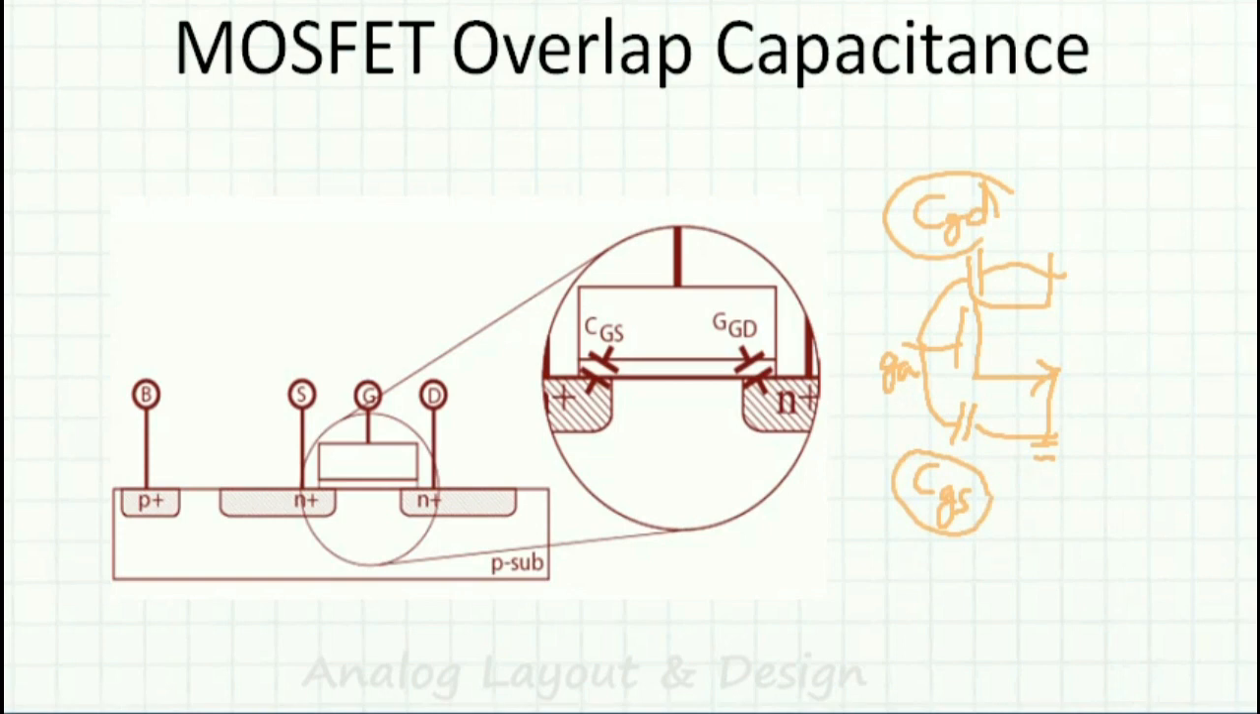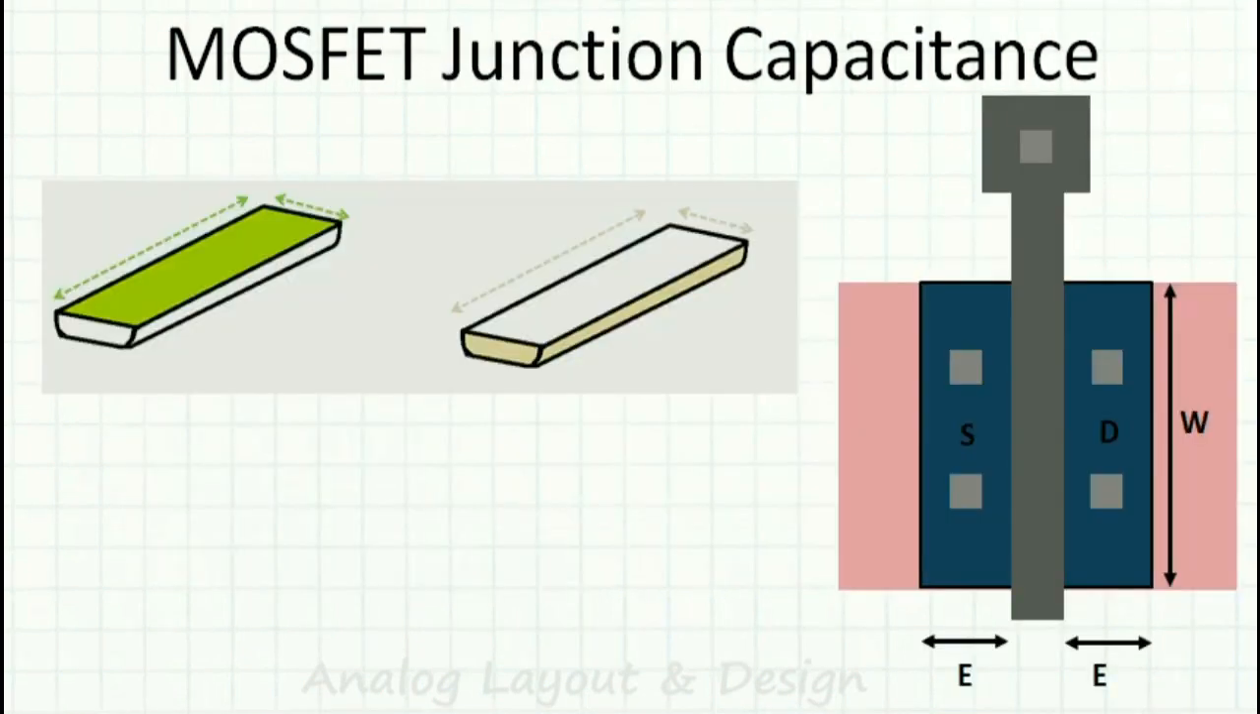Source and drain should ideally have been only so much. Now there is a protrusion under the gate area. Because of that there is an overlap capacitance, that is your CGD and CGS. Okay, so here I have written down the MOSFET.